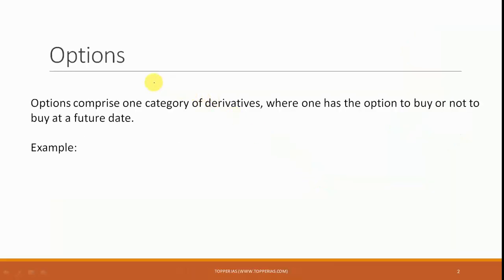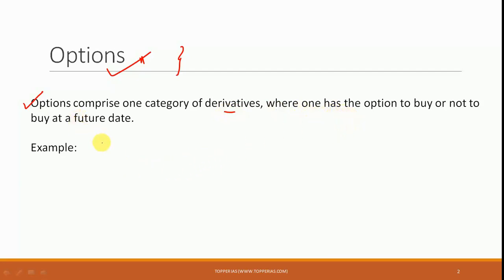The topic for today is options. Now, once you've understood what a derivative is, which I've told you, it is a contract that is signed between two parties, which derives its value from an underlying asset. A special case under a derivative is an option. Options comprise one category of derivatives where one has the option to buy or not to buy at a future date.